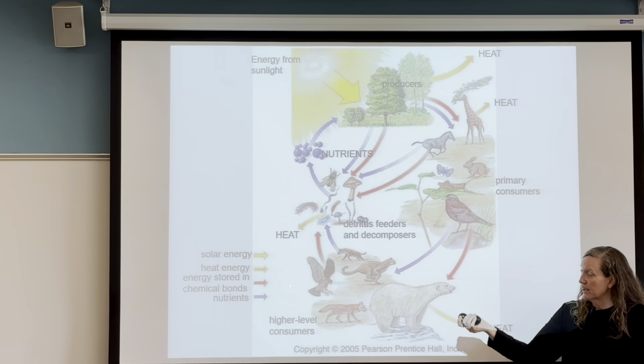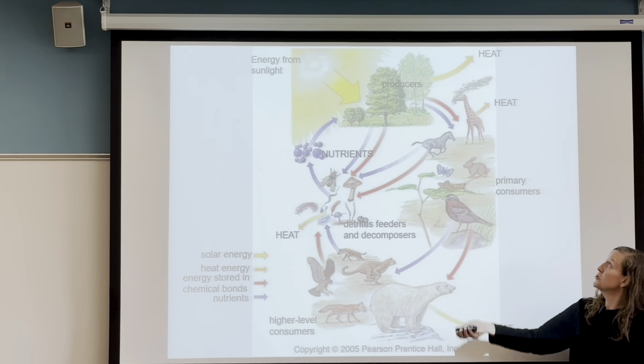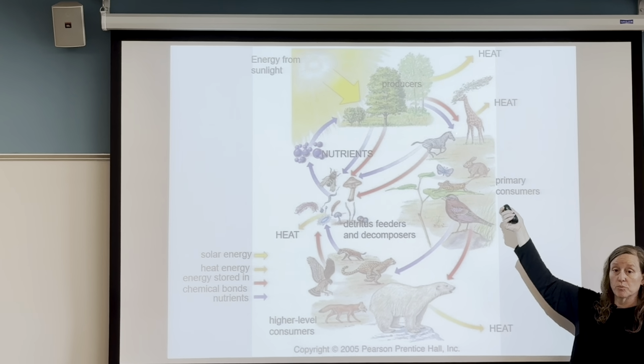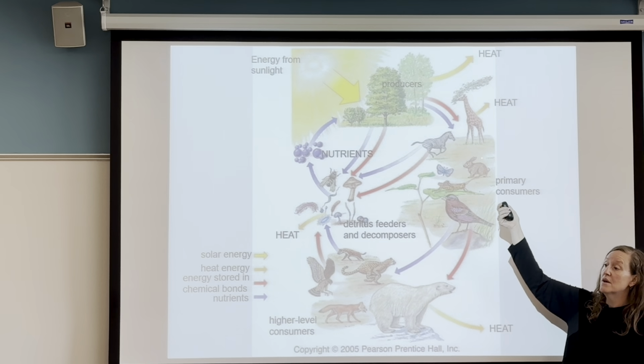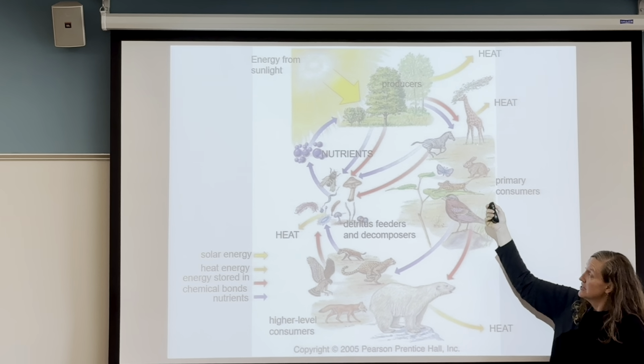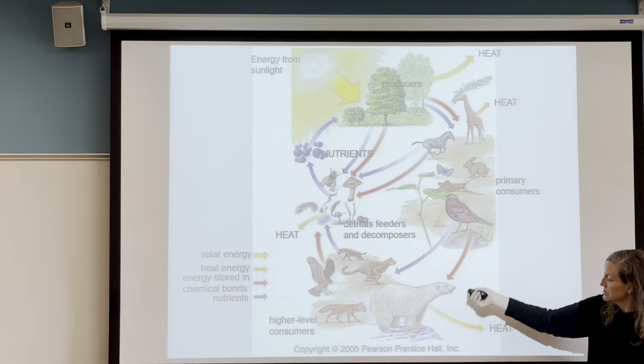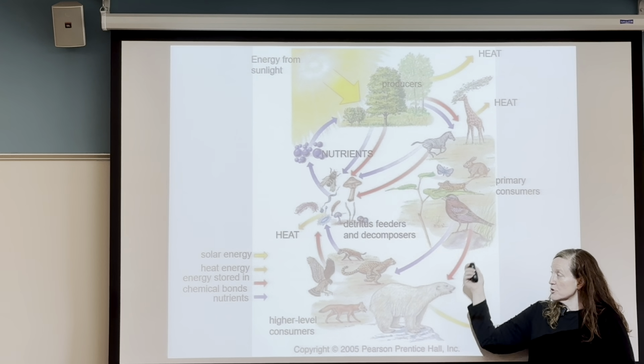But then let's take a look at the nutrients. The nutrients, again, we can see side by side with the red, right? So the nutrients go into the producers, and then some go back into the decomposers, and some go to the heterotrophs.